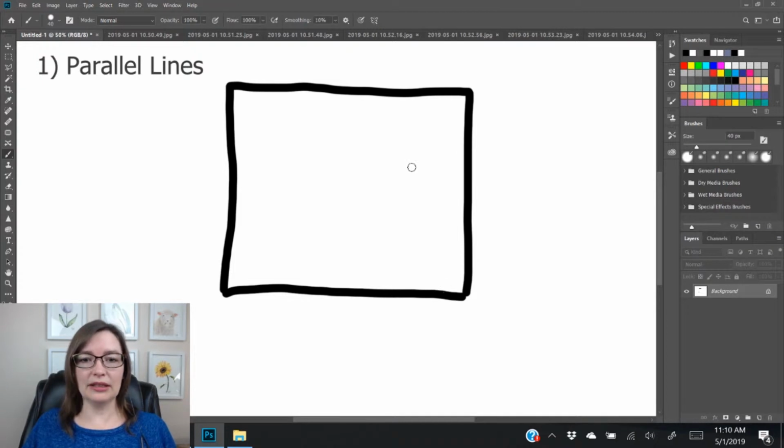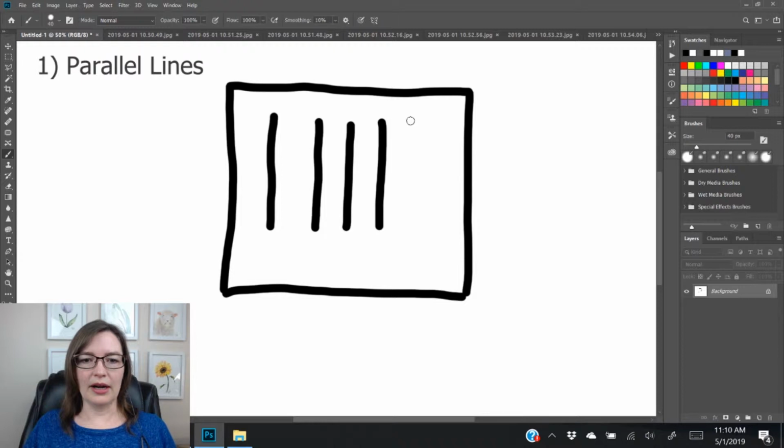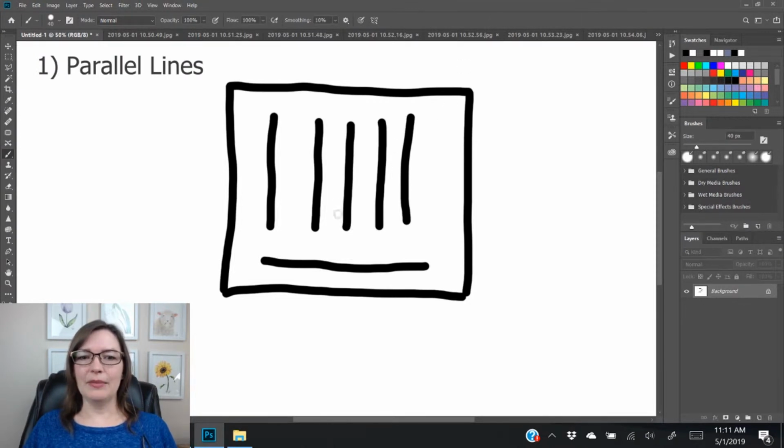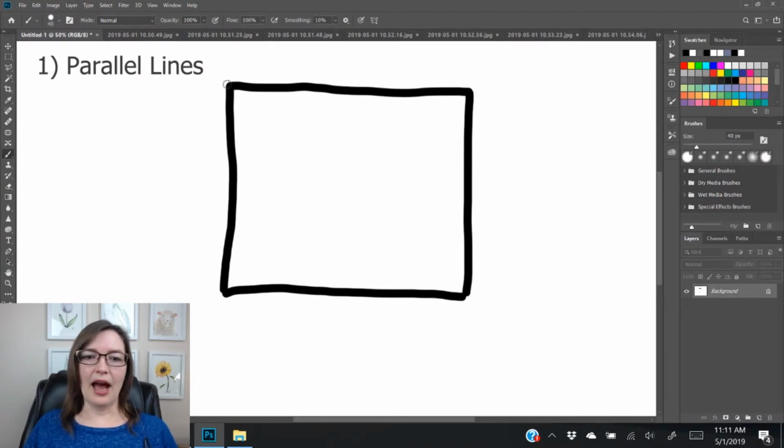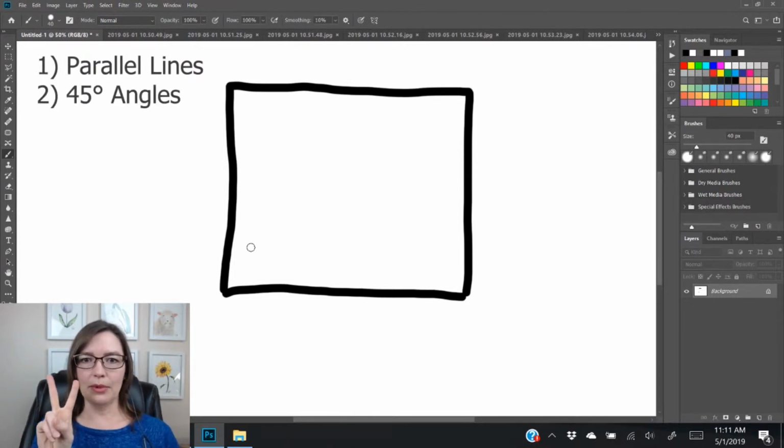Now, when I say parallel lines, it means that you can take objects and lay them out so that they are running parallel to each other or parallel to the lines of your frame. So this can be vertically or it can be horizontally, whichever. But they can be parallel to each other, or they can be parallel to the outside lines. So I can also do a 45-degree angle. So this is number 2.